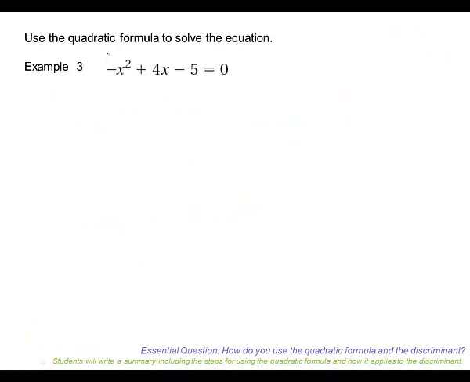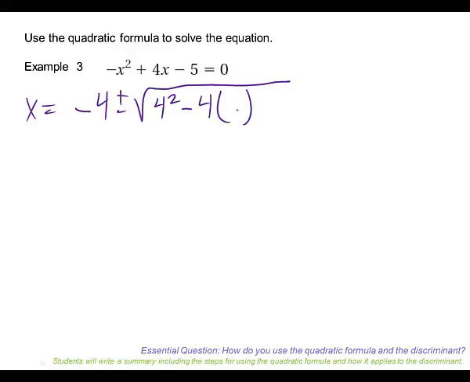All right, let's try this again. All right. So x equals negative, what's your b value in this one? 4 plus or minus square root of, what's going to go next? 4 squared. 4 squared minus 4 times, is it just 1? Negative 1, that's important. Times negative 5, all over 2 times negative 1. Good.